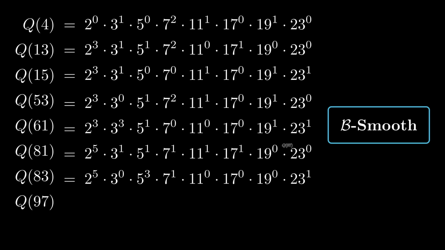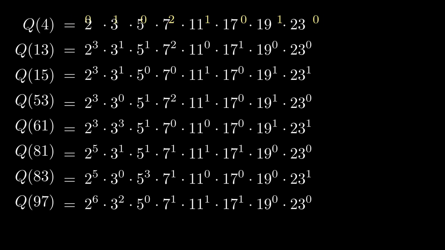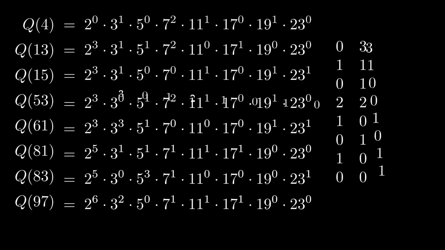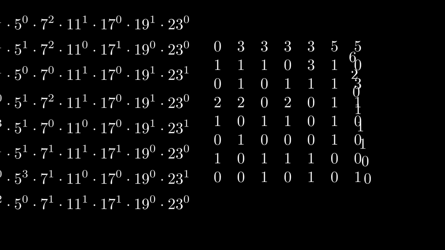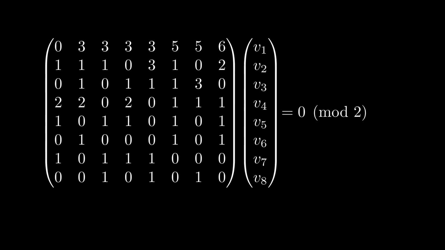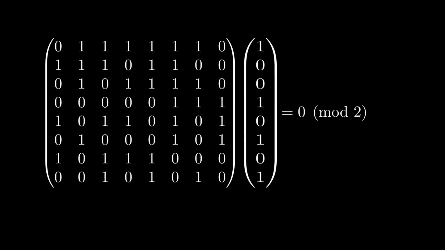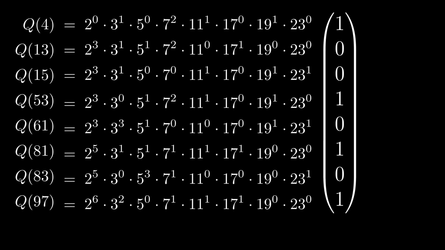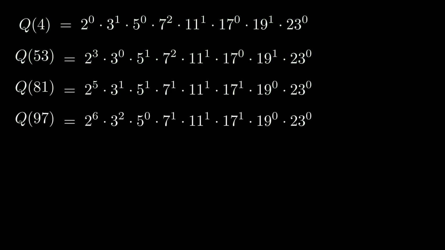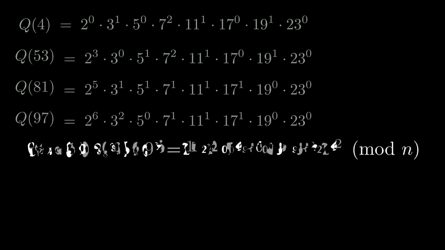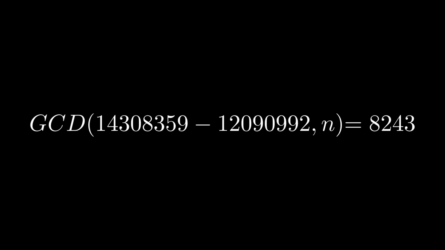We see that we have 8 smooth numbers. We build our matrix using the exponent of the prime in factorization. One by one, we add the columns to the matrix. We reduce the matrix modulo 2 and solve it. We get this vector as a solution. We go back to our smooth numbers and keep the numbers that have 1 in the corresponding position. We multiply these numbers together, we get the perfect square. We use the GCD to get the factorization equal to 8243.